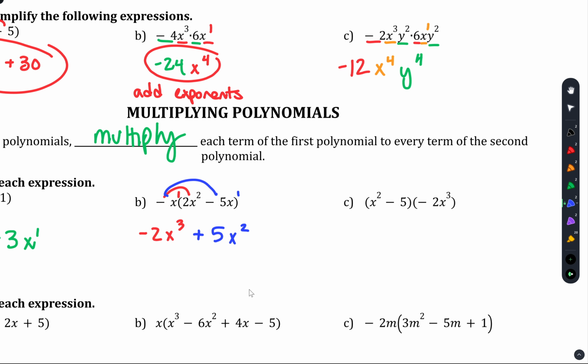The only thing we're doing differently in letter C is now the monomial, the single term, is in the back instead of being in the front. We're still doing the same process. So we're going to do x squared times negative 2x to the third. What does that get me?